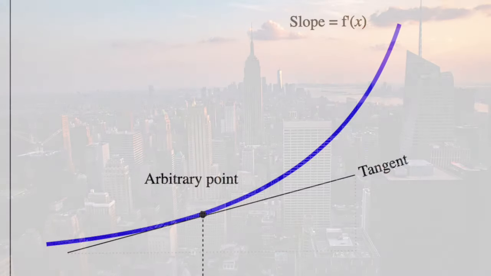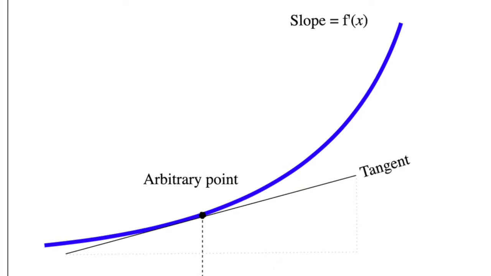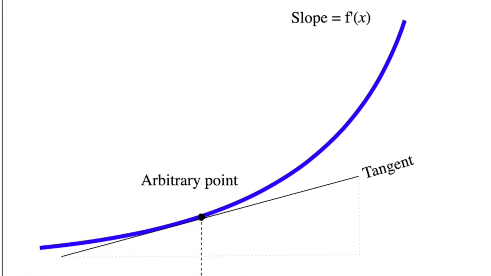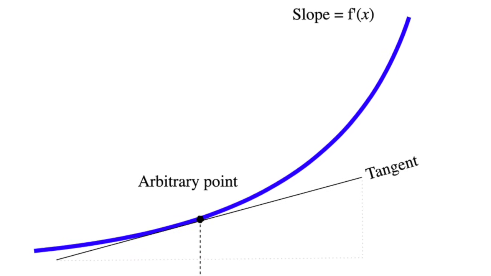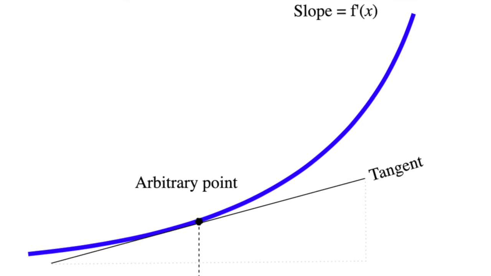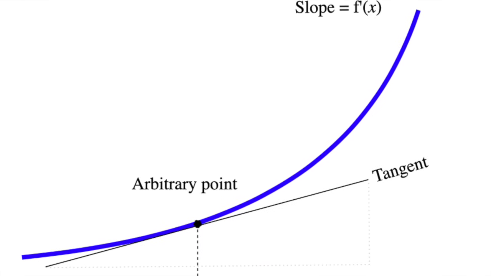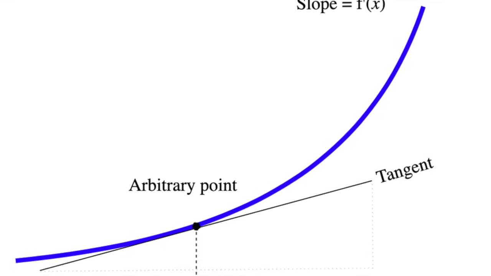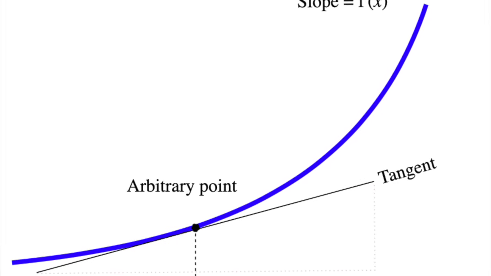If you want to know how something changes at an instant, first define the function. Next, pick the point of interest. Third, use limits to find the derivative. And finally, evaluate the derivative at the chosen point.